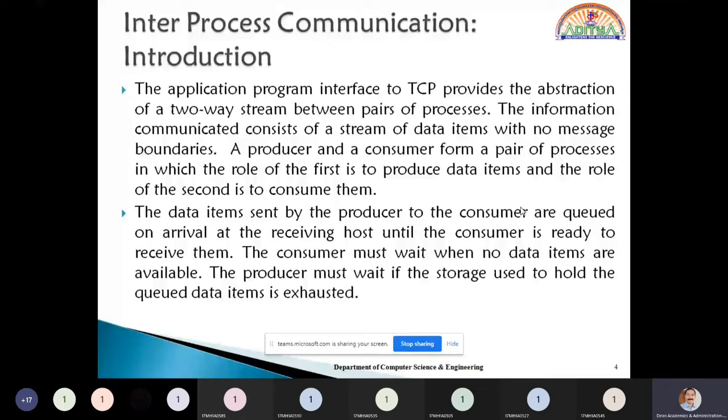At the producer end, when he is passing the data through the queue, once the queue is full, then he has to wait because he can't send any more data.